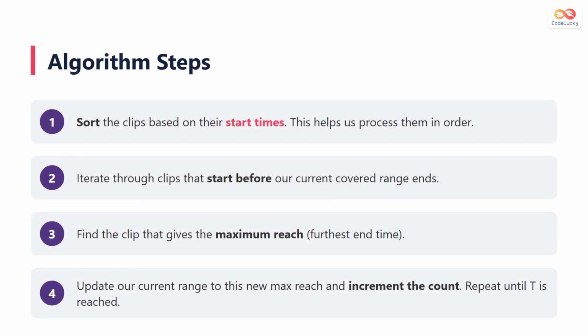Here is the plan. First, we sort all clips by their start times. This allows us to process them in order. Then, we track our current covered range. We iterate through all candidates that start within our current range, pick the one with the maximum reach, and update our range. We repeat this until we reach the target.